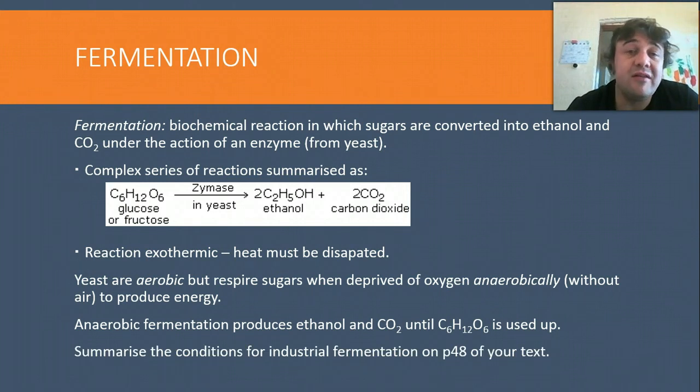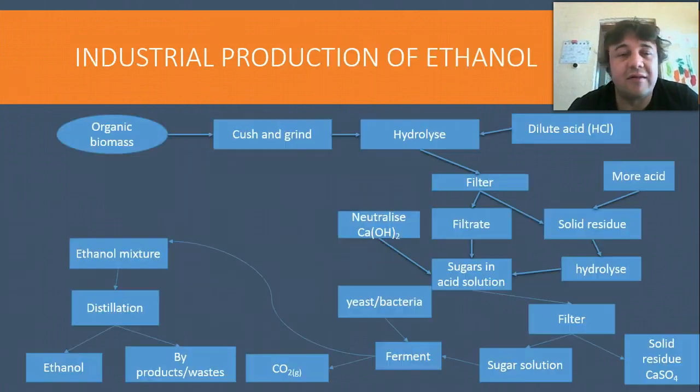Now, in your text on page 48, there is a summary. It kind of goes just that little bit over into page 49. There's a summary of the conditions which industrial fermentation happens really well under. I need you to either pause now and go summarize those, or leave a bit of room and summarize it at the end. Okay, now let's continue.